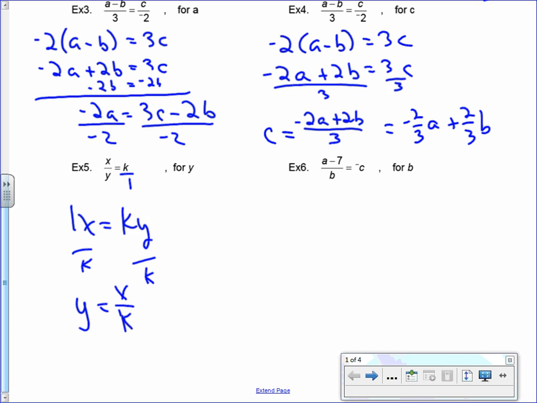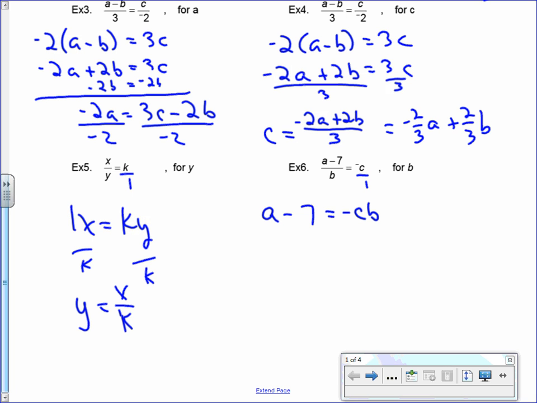Okay. Step number 1. This is negative c over 1. So 1 times a minus 7 equals negative c times b. And it's okay to write BC; CB and BC are the same thing. A lot of times in Algebra 1 and Algebra 2 textbooks, they keep them alphabetical. So it doesn't really matter.